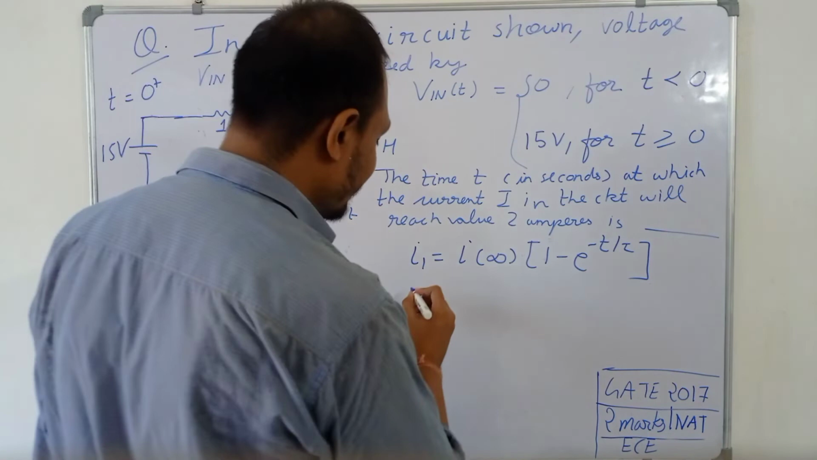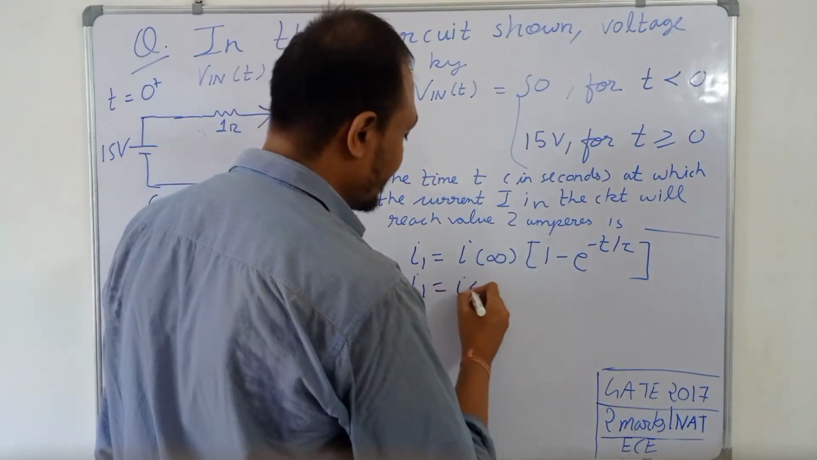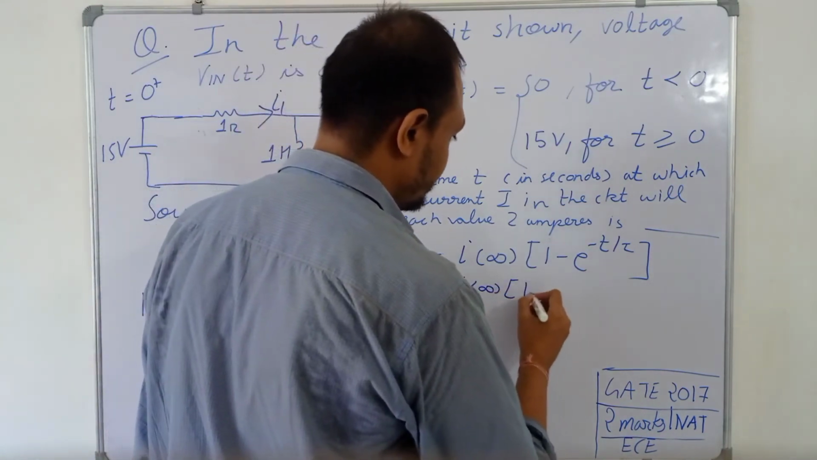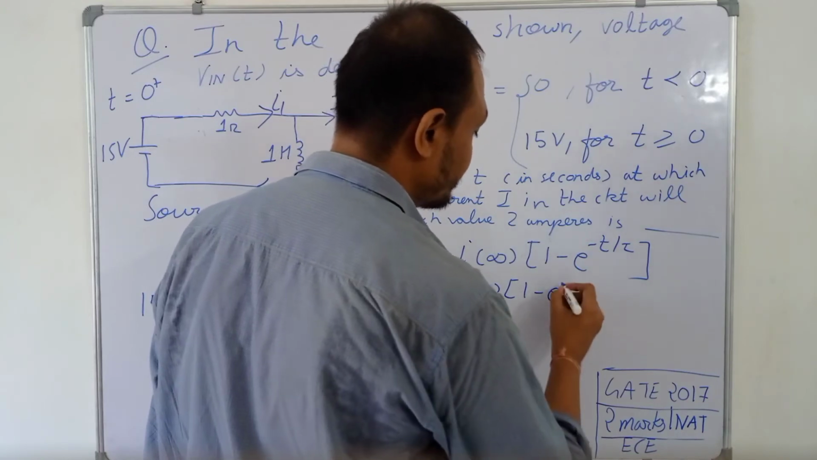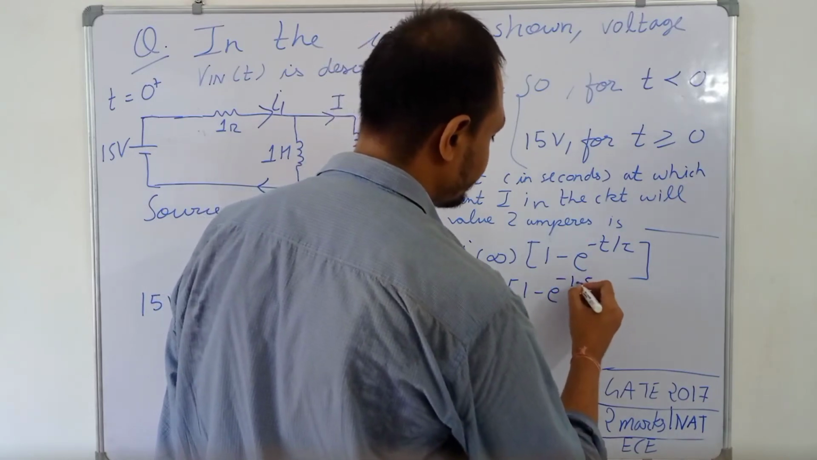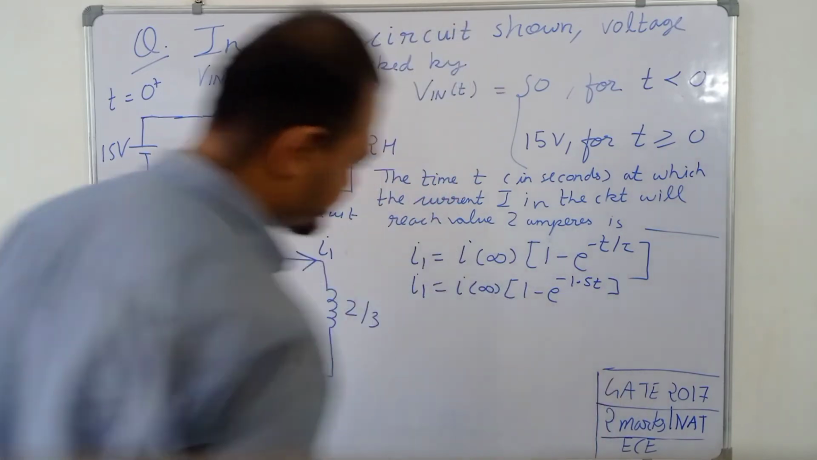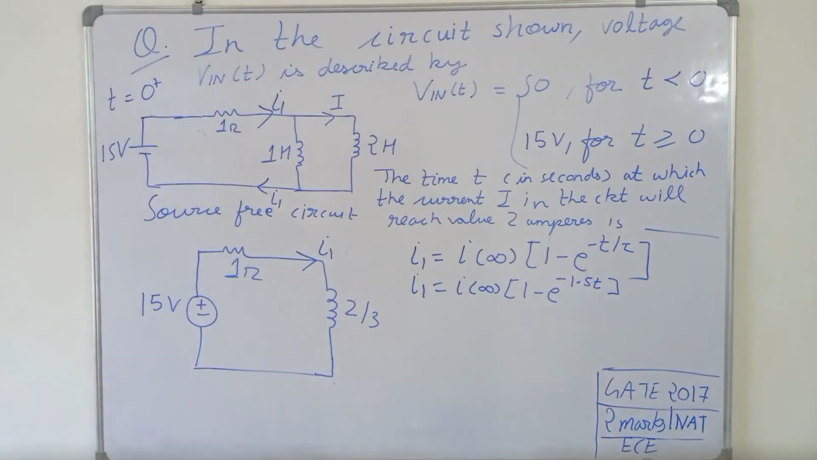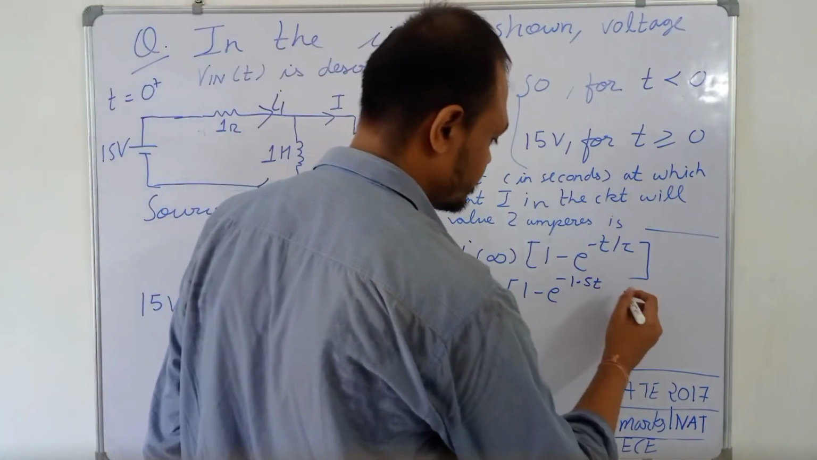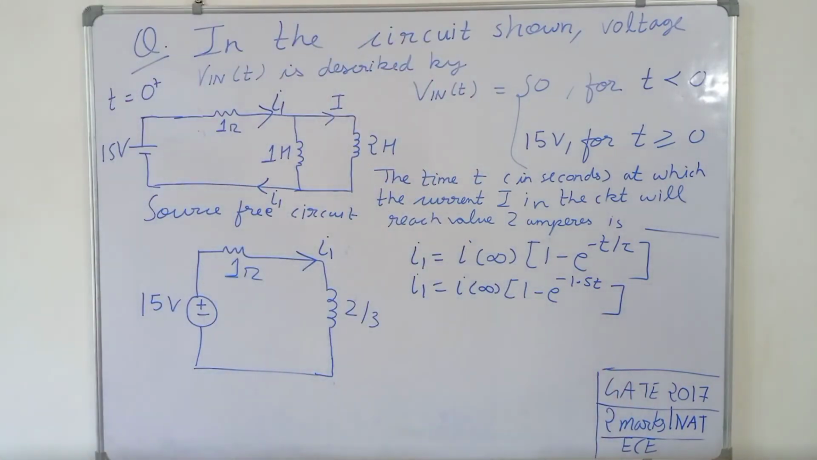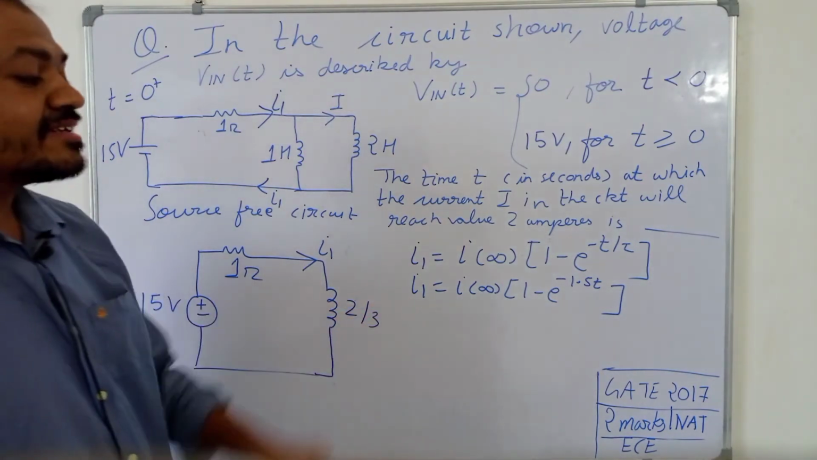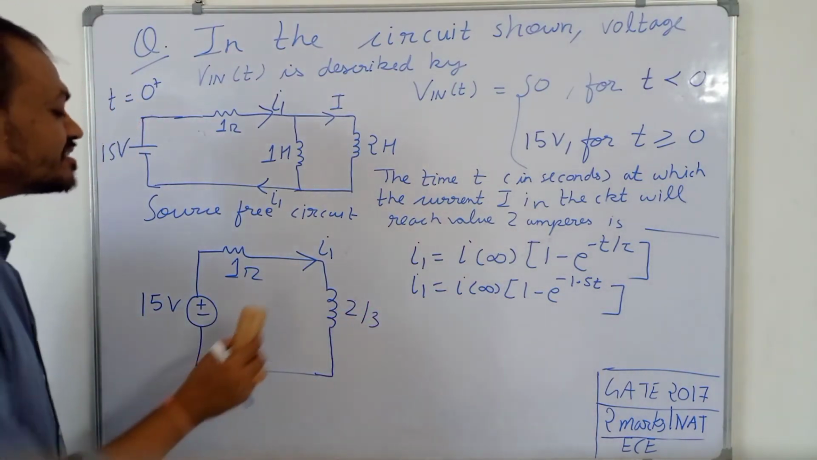So we can also write like this: I1 equal to I of infinite into 1 minus e to the power minus 1.5 t. So this is the equation for your current. Now if we have to find I of infinite, infinite time means steady state.